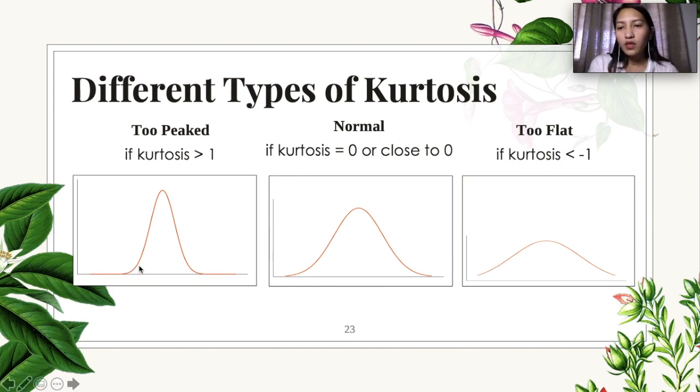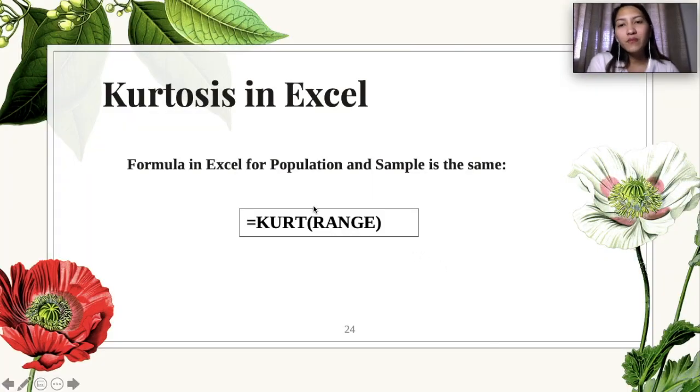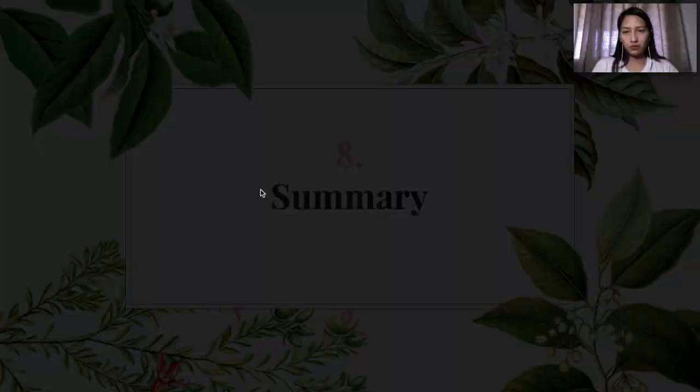So, dito, light yung tail natin. Ayan o, lighter. Ito naman, normal lang. Ito naman is sobrang heavy ng tail. So, yun yung different types of kurtosis. So, sa Excel, ang formula mo dyan is yung keyword na Kurt, K-U-R-T, and then yung range ng kukuhanan mo. Same siya for population and sample.